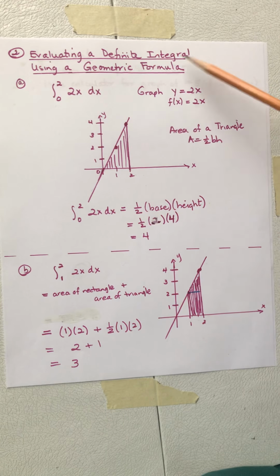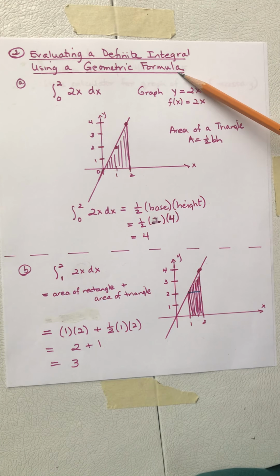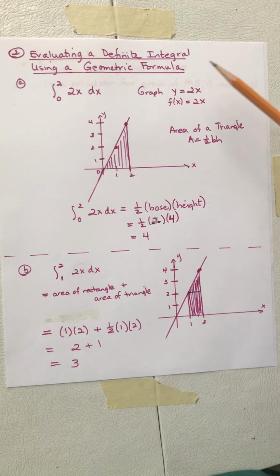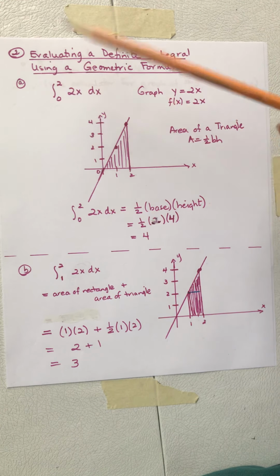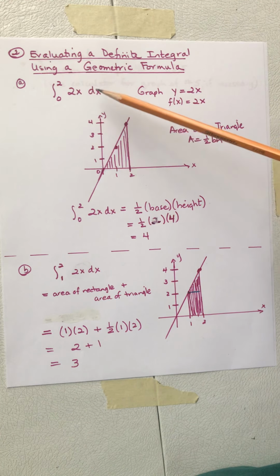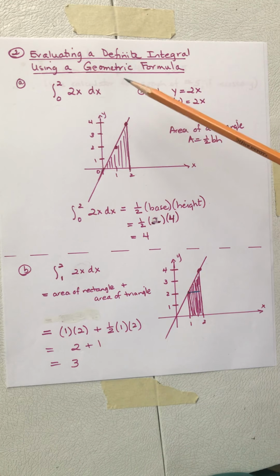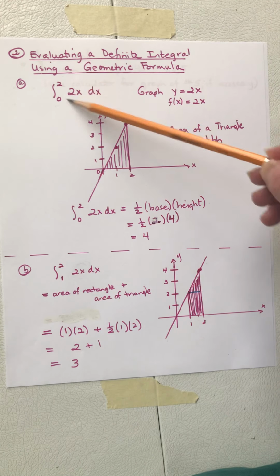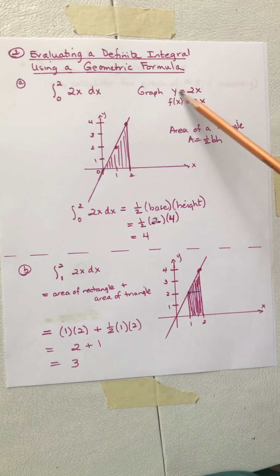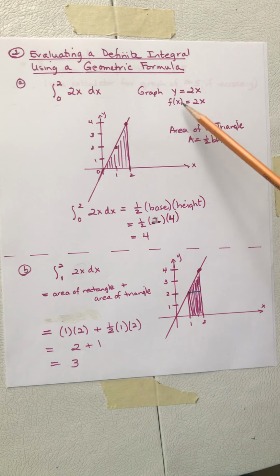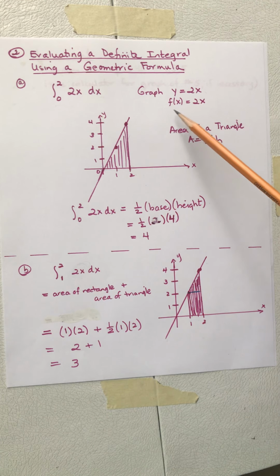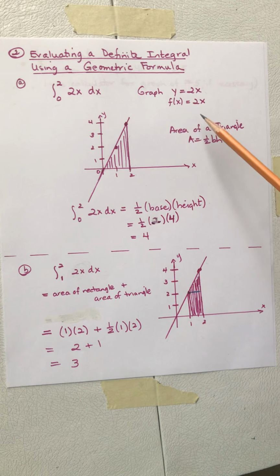Evaluating a definite integral using a geometric formula. So we're really going to be using some geometry today more than we're using calculus. But we do have the integral expression: the integral from 0 to 2 of 2x dx. So we start by taking our function, which is 2x, and we're going to graph it. I called it y, but according to our integral notation, we called it f of x in our definition that I just read earlier. So f of x is 2x.